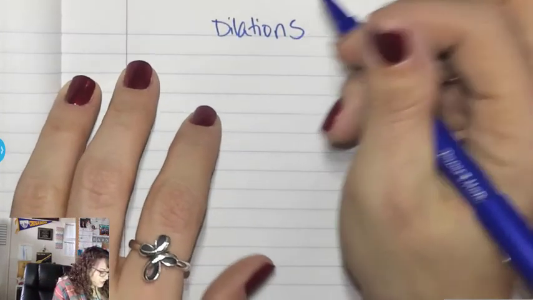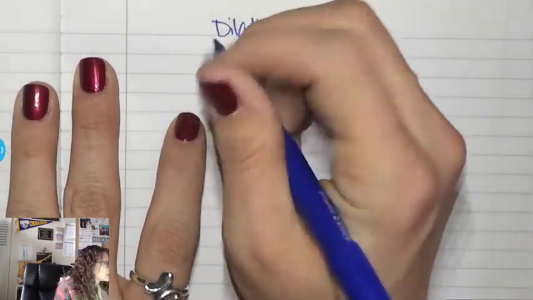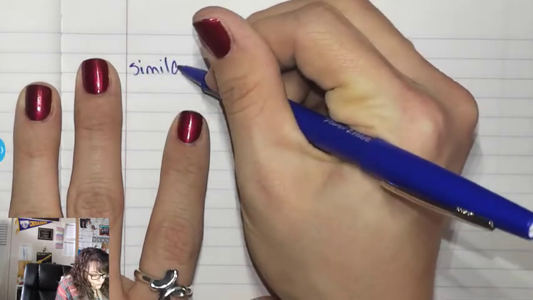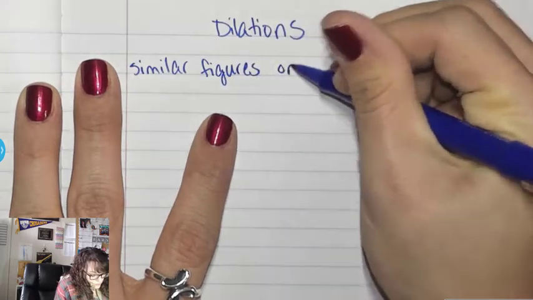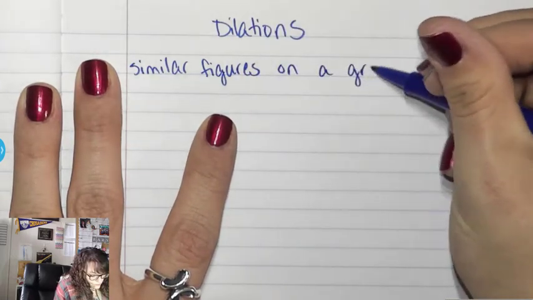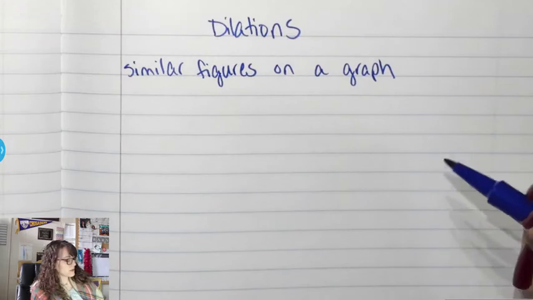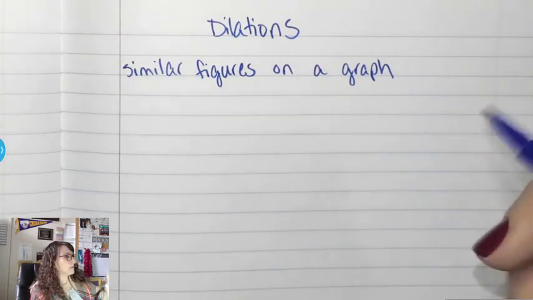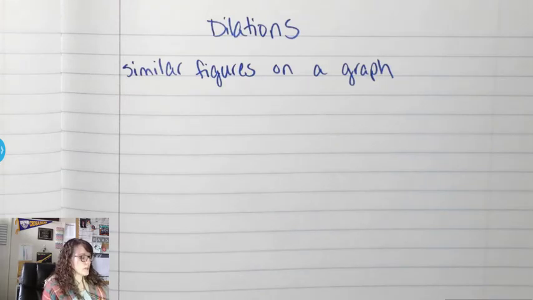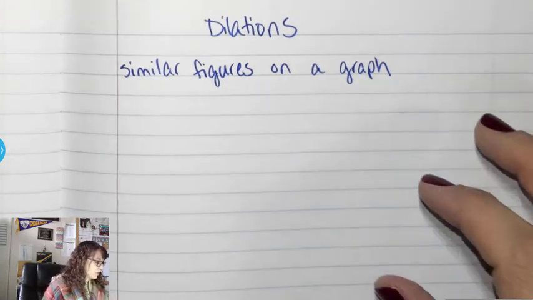All right, a dilation is basically similar figures on a graph. So yesterday we talked about similar figures. They can be bigger, they can be smaller. It's the same shape, just a different size. This is that same idea, just on a graph.